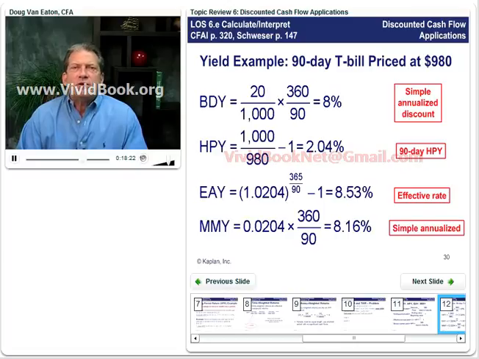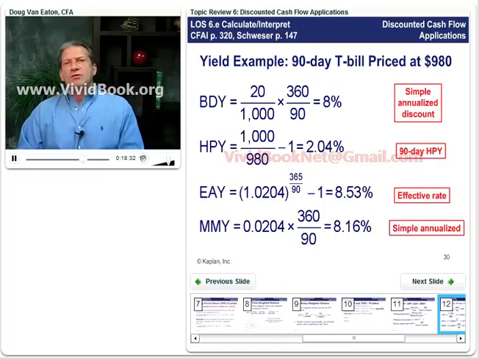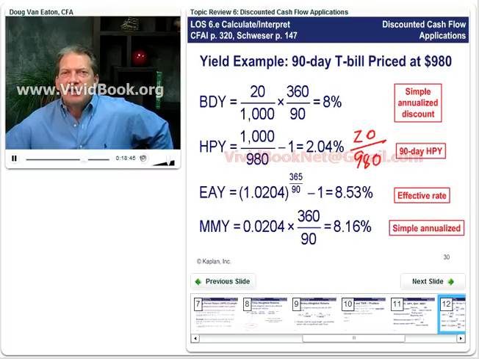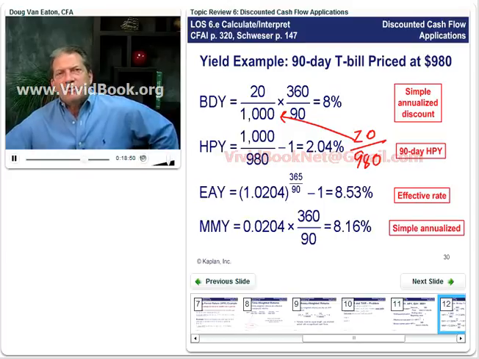The holding period yield, we get $1,000 at maturity. We're paying $980, so our holding period return is 2.04%. A little bit bigger than the discount, right? Because we could also write this yield, this holding period yield, as our gain, $20, over $980. So now you can see that that's always going to be larger than the discount. The discount is based on a percentage of face value, the holding period yield based on a percentage of our initial investment or purchase price.